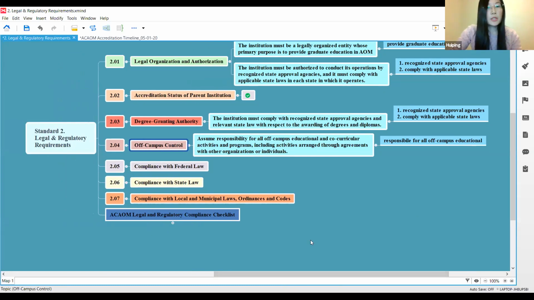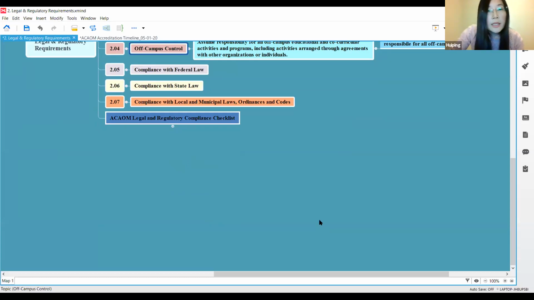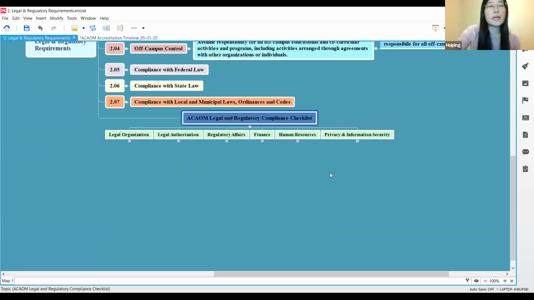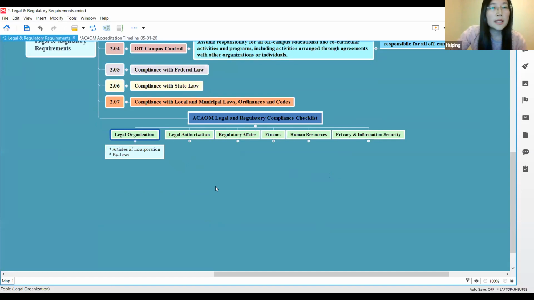So now let's look at the ACAOM legal and regulatory compliance checklist. Under this checklist, there are 6 subcomponents or categories. Let's look at each one. Legal organization. When ACAOM is on site at UEWM, they will ask us to provide the articles of incorporation and bylaws for the board.